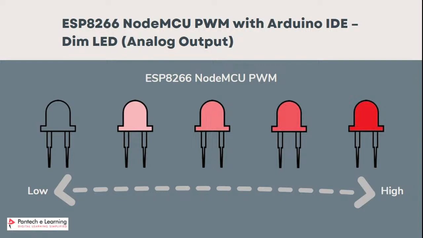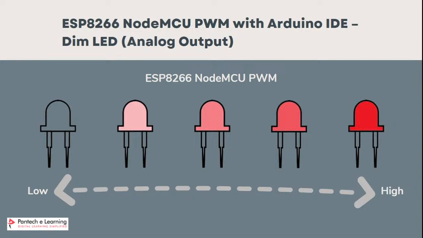Duty cycle, yeah, correct. Another one is frequency. Okay, these are the two important parameters associated with a pulse width modulation signal. One is duty cycle and another one is frequency. Okay. Thank you for your response.